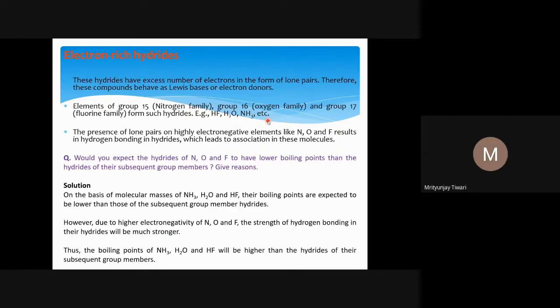For other elements, when you go down the group, the electronegativity is less than that of fluorine, so hydrogen bonding in HCl will be much weaker than the hydrogen bonding in HF. Hydrogen bonding in H2S will be much weaker than hydrogen bonding in H2O. Like NH3 and PH3, if you go down the group, the hydrogen bonding in PH3 will be much weaker than in NH3.